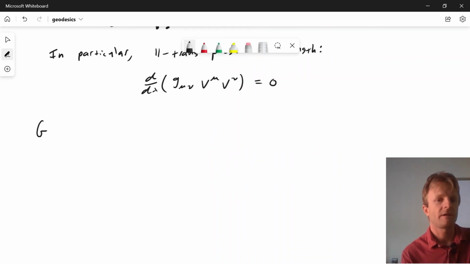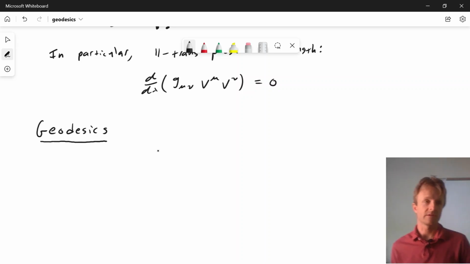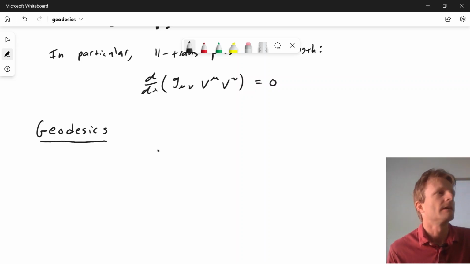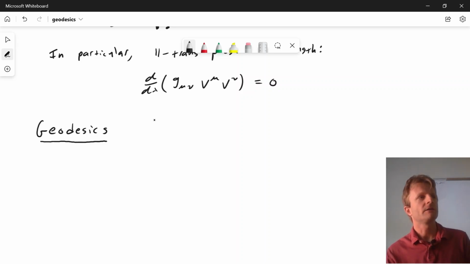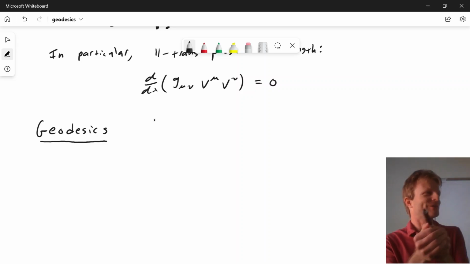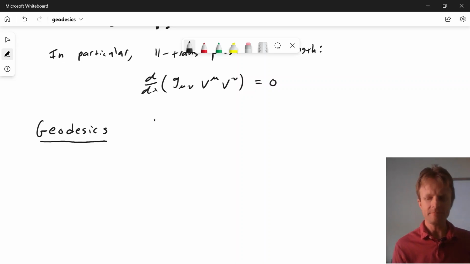So now I'm ready to tell you about an absolutely key concept in the theory of general relativity, which is a geodesic curve. And a geodesic curve can be defined in a few different ways. And I think the most natural one is with parallel transport. So I use the example of holding your pen and walking around on a curved surface, keeping your pen straight.